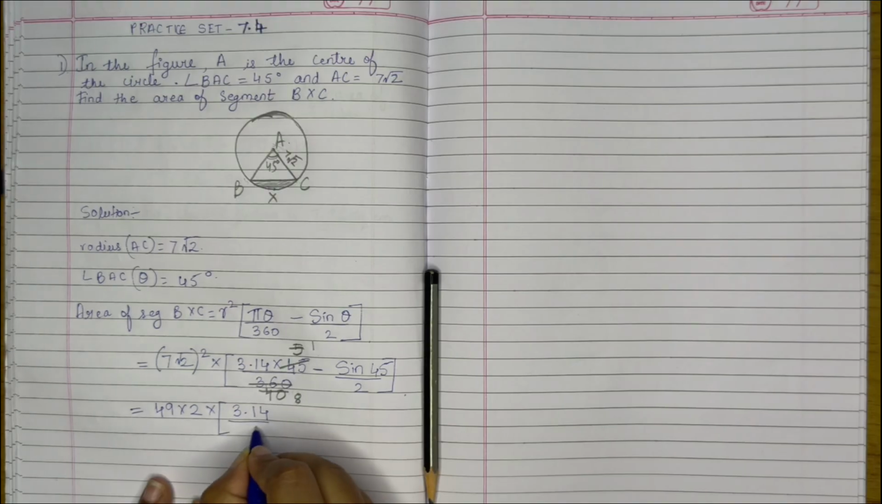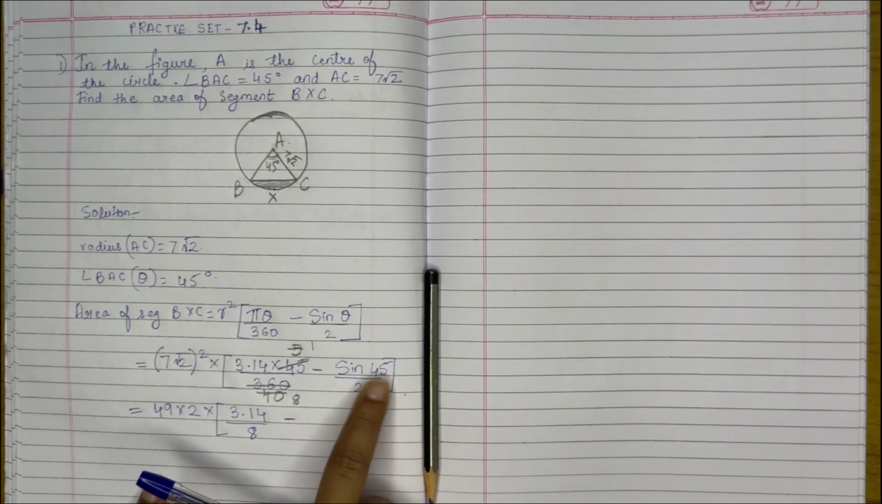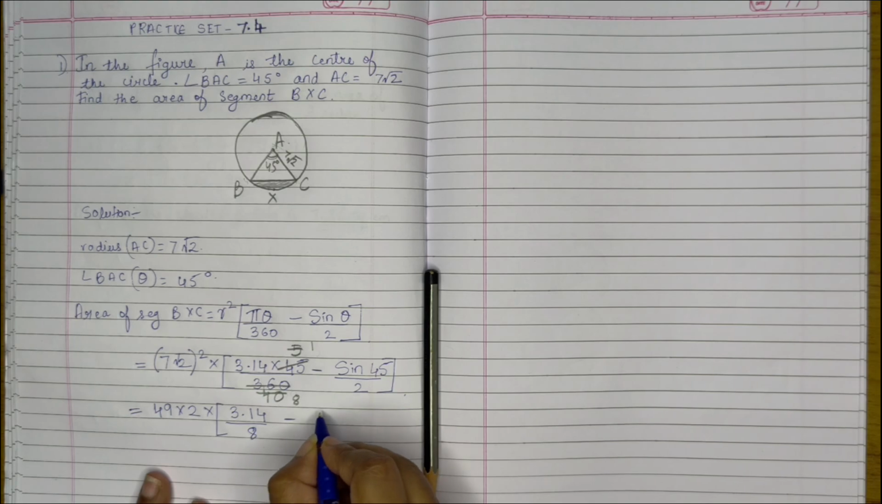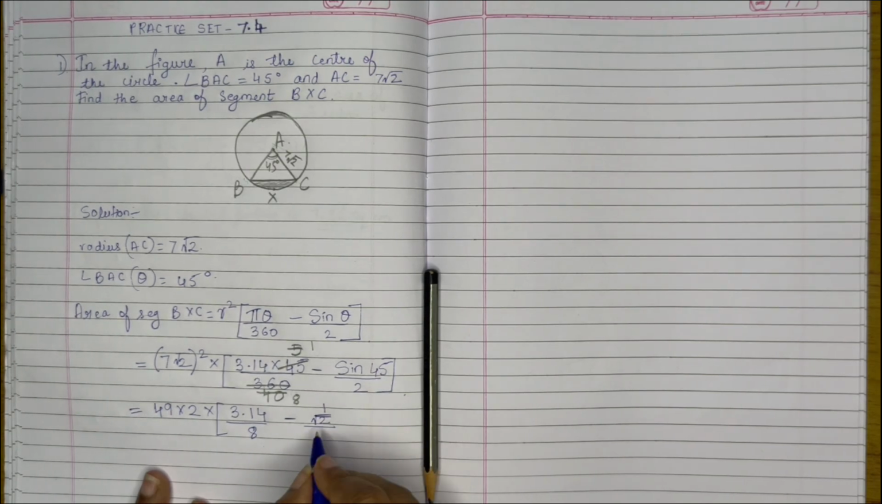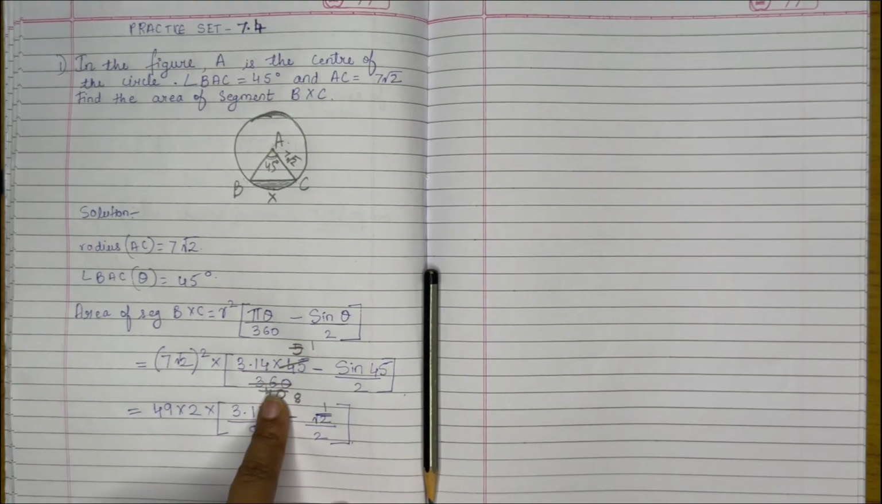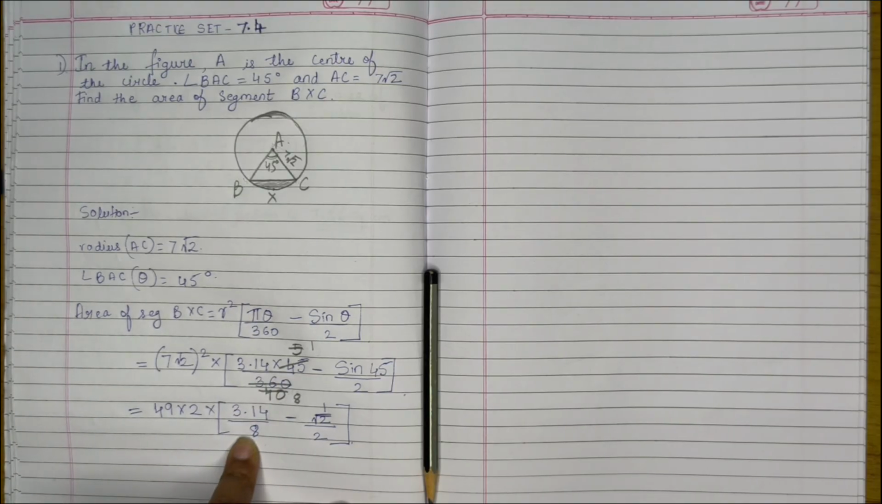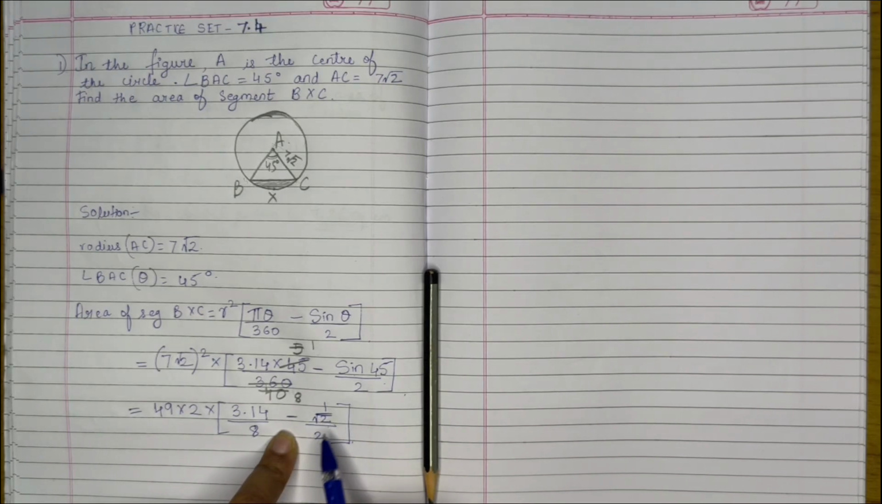What is left here? 3.14 upon 8 minus sin 45. Okay, sin 45, you should know the value. Sin 45 is 1 upon root 2, 1 upon root 2 upon 2, and again close the bracket. Okay, see here, I have reduced this to its lowest form, and then what I got, 3.14 upon 8 minus sin 45. Sin 45 is 1 upon root 2 and this 2 here.